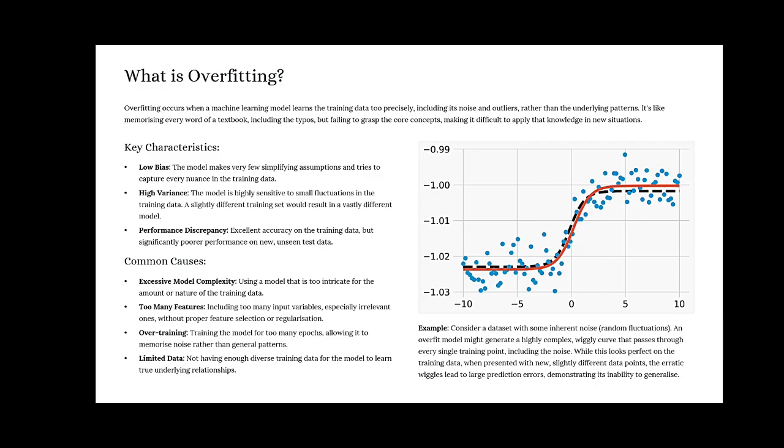Now if we look at the image on the right, we can see a graph. The blue dots are our data points with some random noise. The dashed black line shows the ideal true pattern. Now look at the solid red line. That's our overfit model. Notice how this highly complex, wiggly curve seems to pass through every single training point, including the noise. While it looks perfect on the specific data, you can imagine that its erratic wiggle will lead to high prediction error for any new data point, showing its inability to generalize.